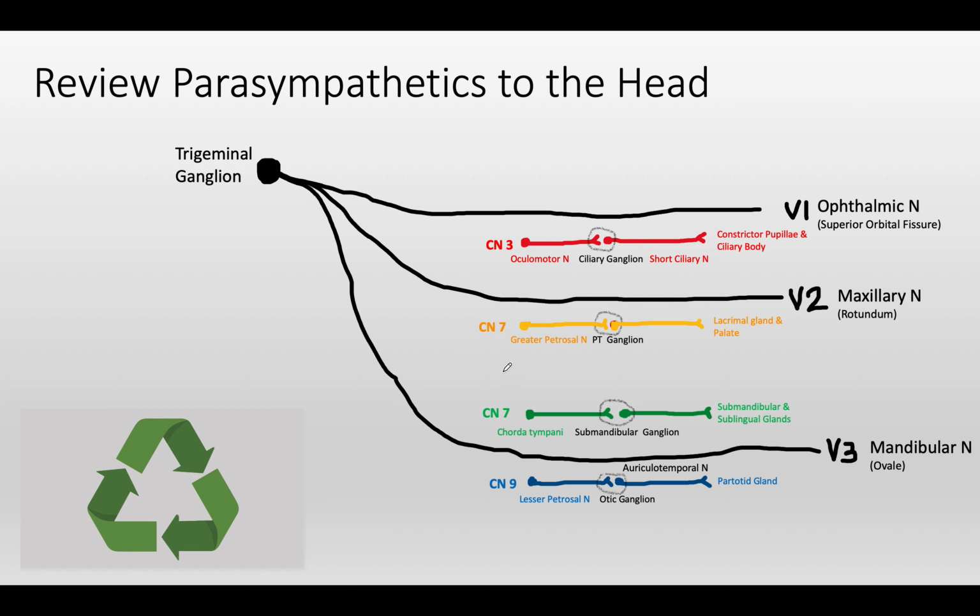So just to point out some similarities, we've got greater petrosal, lesser petrosal, and then we also have deep petrosal. Make sure that you know the difference between them. Greater petrosal is synapsing at the PT ganglion. It's also cranial nerve 7. Lesser petrosal is going to the otic ganglion, and it's cranial nerve 9. The deep petrosal is from the internal carotid plexus, and it's sympathetic.